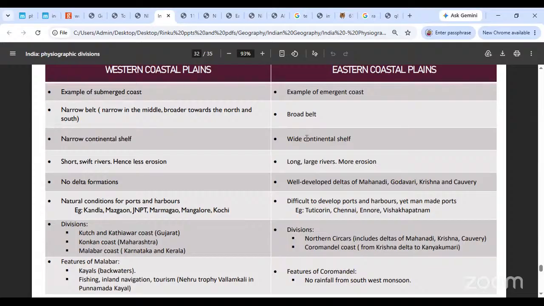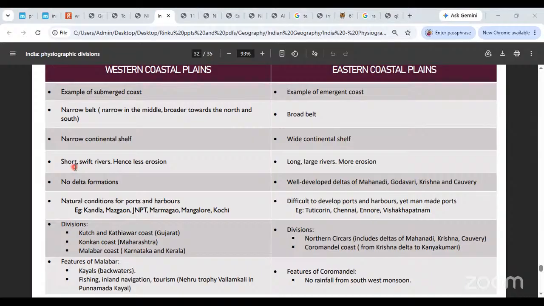Whereas eastern coastal plains generally have a broad belt. Okay, the reason being it's an emergent coast. The Eastern Ghats are very well eroded. It's a low-lying plain also, and there are multiple deltas over there, so the coastal plains are generally expanded. The western coastal plains have a very narrow continental shelf, so they make excellent harbors. Whereas the eastern coastal plains have a wide continental shelf. Ideally, you should not have great harbors over there. It is not a very good place for ports and harbors.